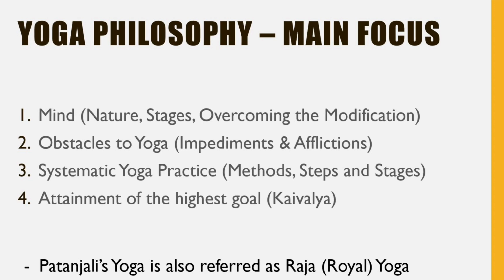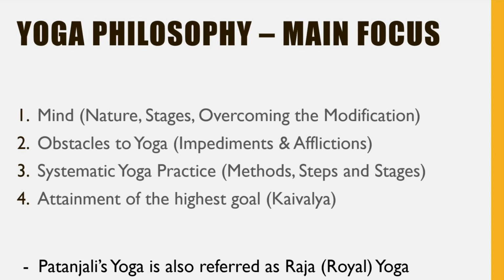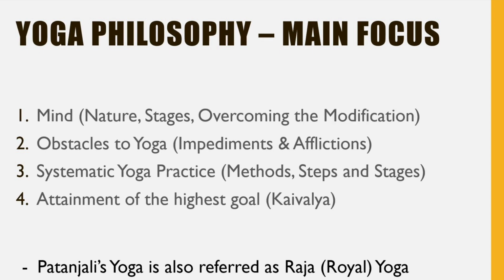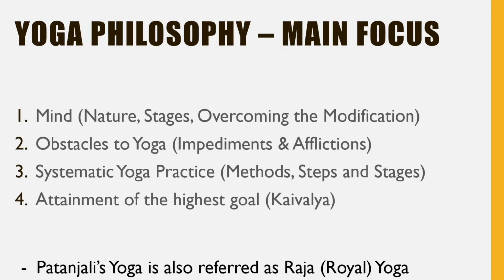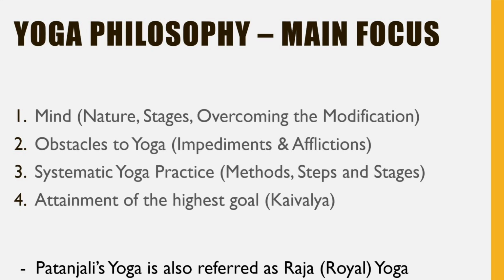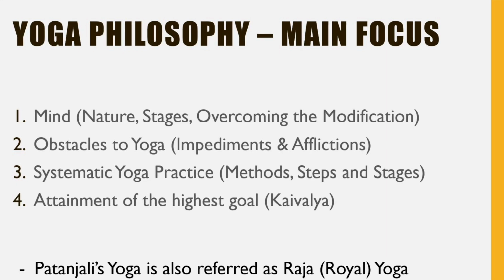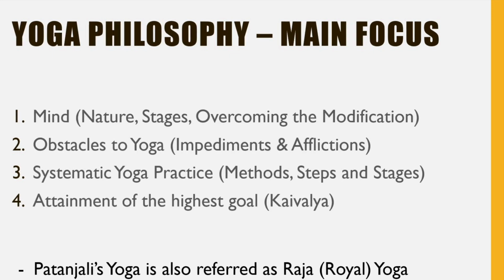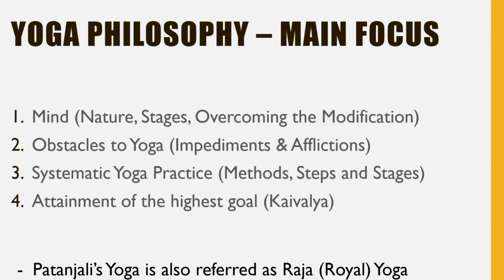And then very systematically it talks about the Astanga yoga. And as you will see, the many other yoga come out of that. Their methods, steps and stages are very detailed in the sutras. It also talks about the spiritual power you will gain as you progress on this path, plus the attainment of the highest goal called Kaivalya. This yoga of Patanjali is also referred to as Raj Yoga or Royal Yoga. This is purely based on the practice.